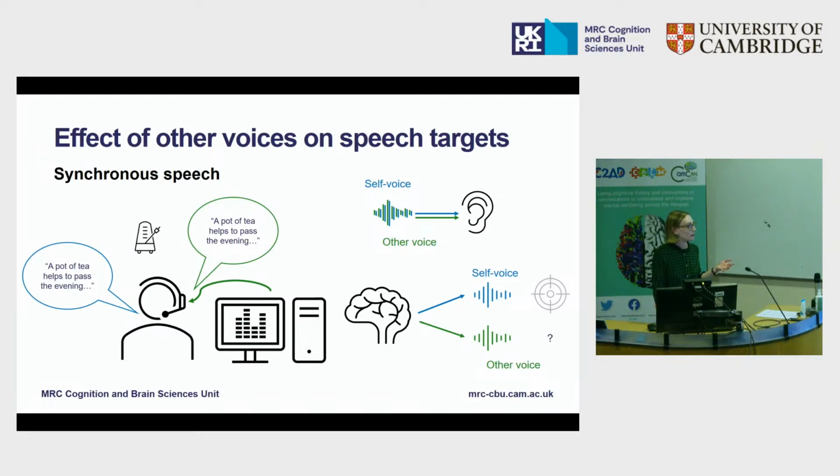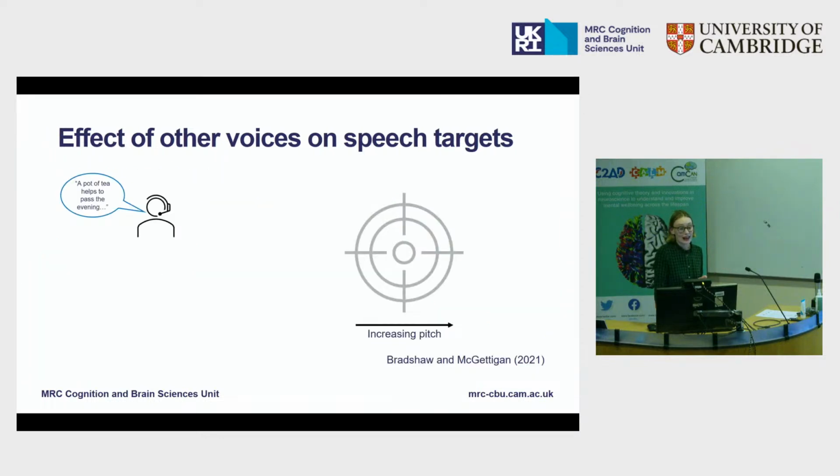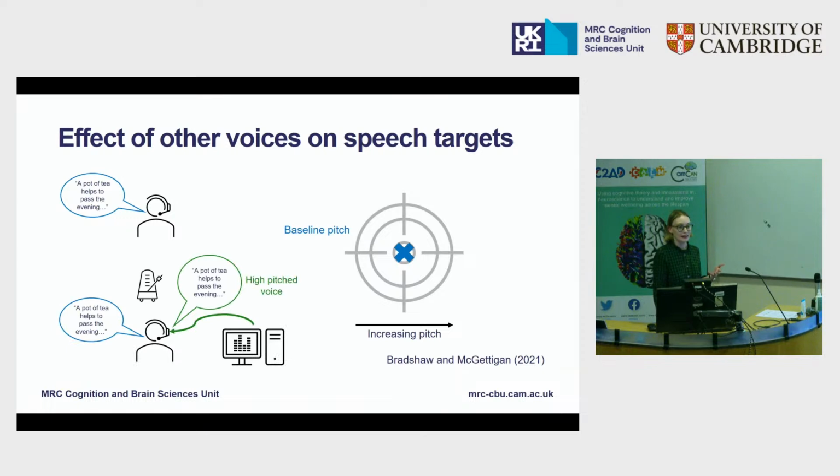But what about the other voice? How might the brain respond to that? So in an initial study, I looked at this in the context of voice pitch. I had speakers read a series of sentences, firstly on their own, to get a measure of their baseline pitch, as shown in the blue X. And then I asked them to read the sentences again in synchrony with another voice. And this voice had been manipulated to have quite a high pitch, represented by the green X.